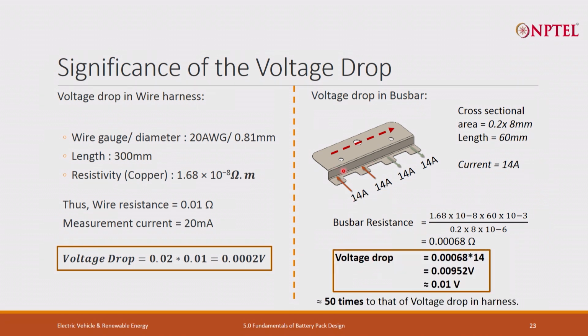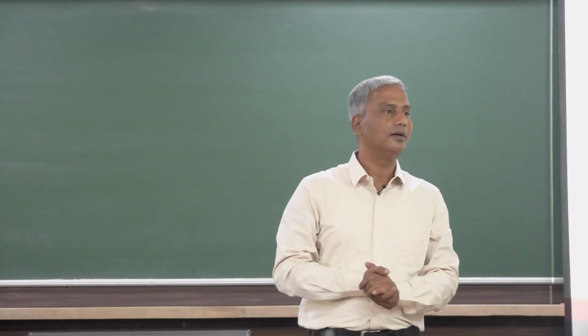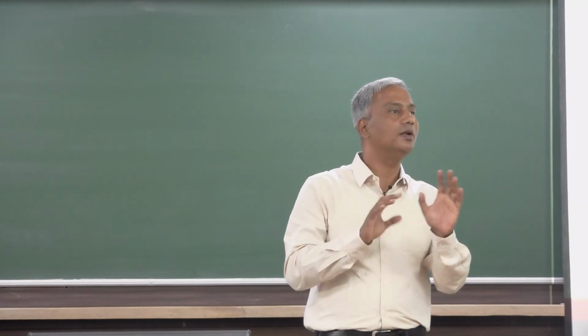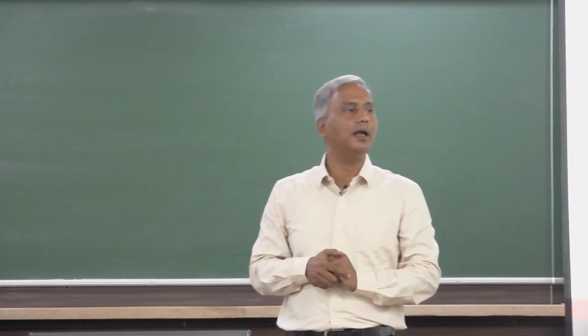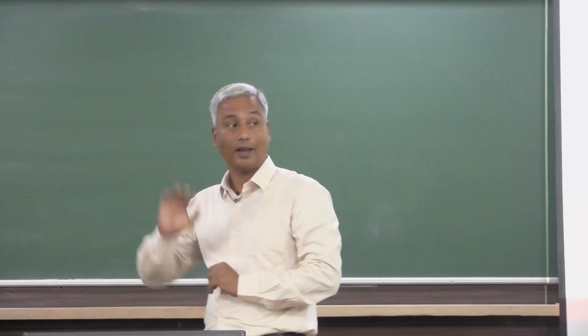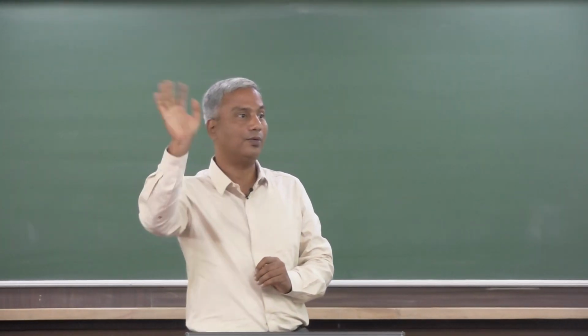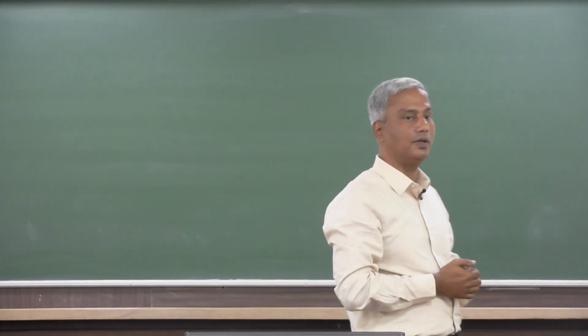Now, the voltage drop across this conductor is 0.1 volt. A voltage drop between cell to cell would give you error in SOC calculation by approximately 8 to 10% at the higher voltage levels, at 4.1, 4.2 volt.